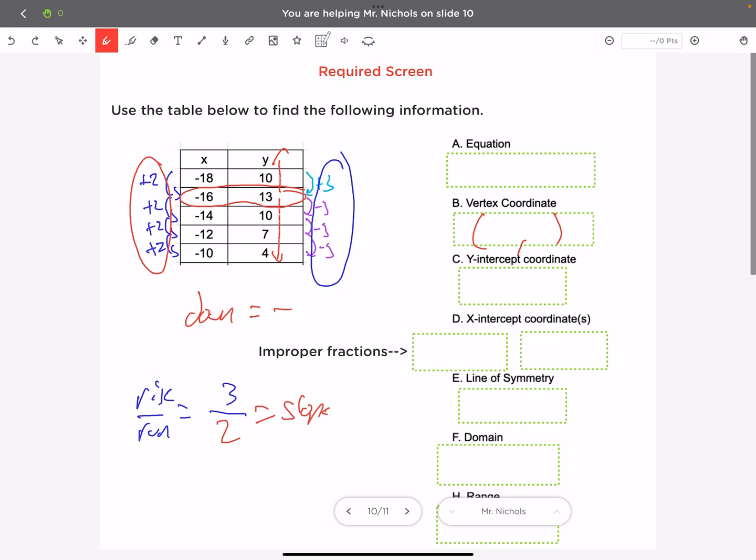Now you can use, once again, the slope, that it's going down, and the vertex coordinate to create the equation. Once you have the equation, everything else works the exact same. Finding the y-intercept is the same, x-intercept is the same, line of symmetry, domain is always the same, range, everything else is the same. So good luck.